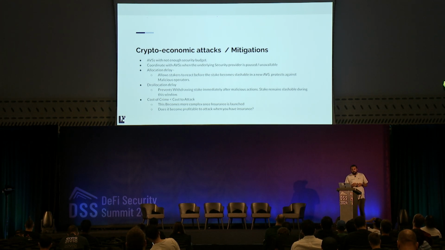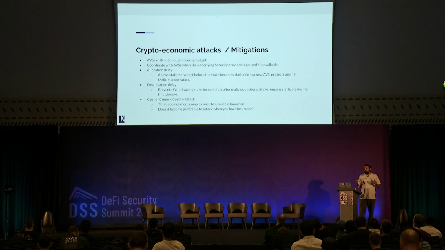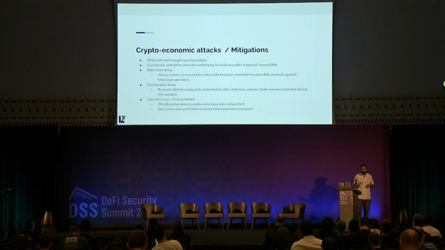We have this concept of an allocation delay within the protocol. This allows stakers to react before the stake becomes slashable in a new AVS, and this protects against malicious operators. We also have a deallocation delay, which prevents withdrawing stake immediately after malicious actions. So the stake remains slashable during this window. And it is one of the most important things. The cost of crime should be bigger, right? So if you do not have crypto economic safety, you will get attacked.